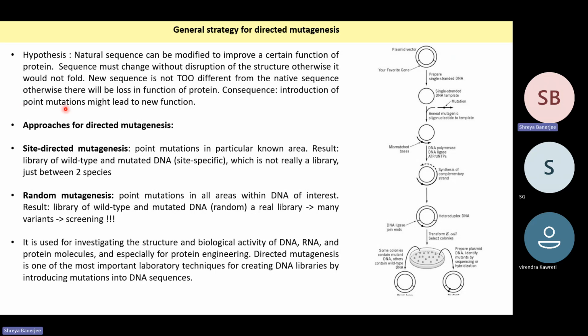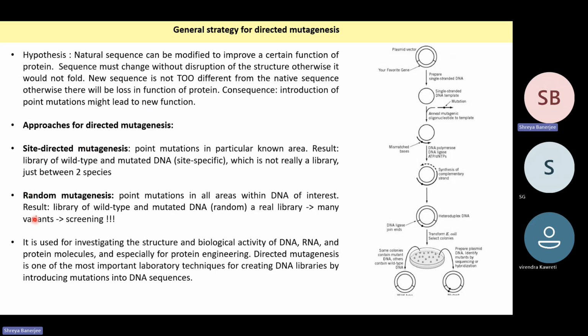That is point mutations. So one can be site-directed mutagenesis. So we know that a particular region is the interacting region, and we carry out point mutations in that known area. So we will get one wild type DNA and one mutated DNA, where mutations have been done at regions where we know interaction happens. So that is site-directed mutagenesis.